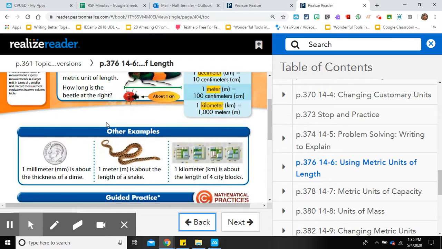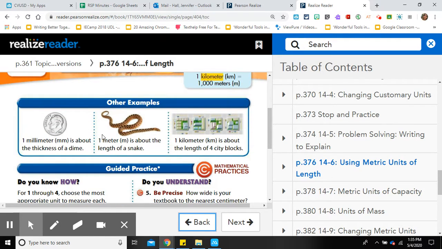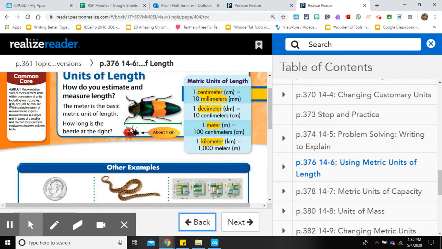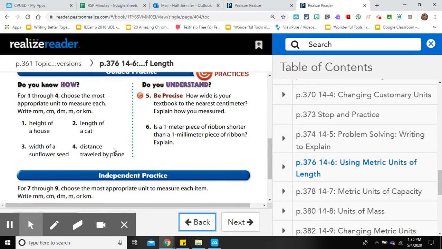So if we look up here, the length of a cat's definitely smaller than the length of this snake, right? So we're not going to use meters. A lot bigger than the thickness of a dime. Cat is way smaller than 4 city blocks. So centimeters, well, we could measure it with centimeters, right? Because we can think about it as maybe being 20 or 30 ladybugs long. So I would say that centimeter would be the best way to measure this cat.